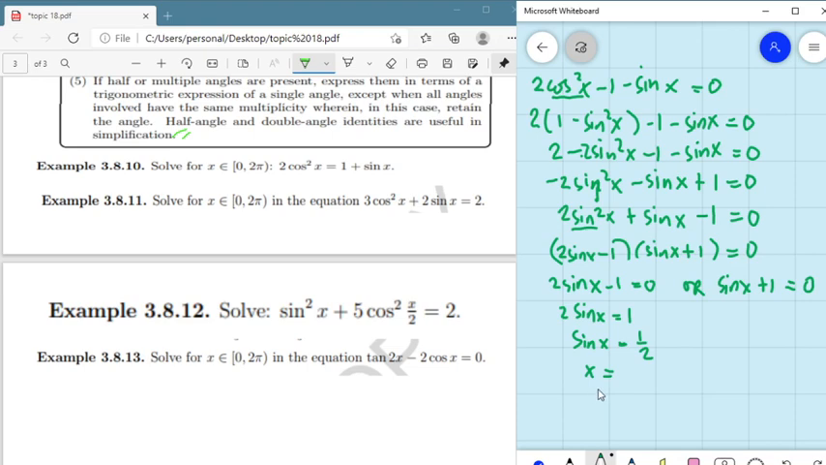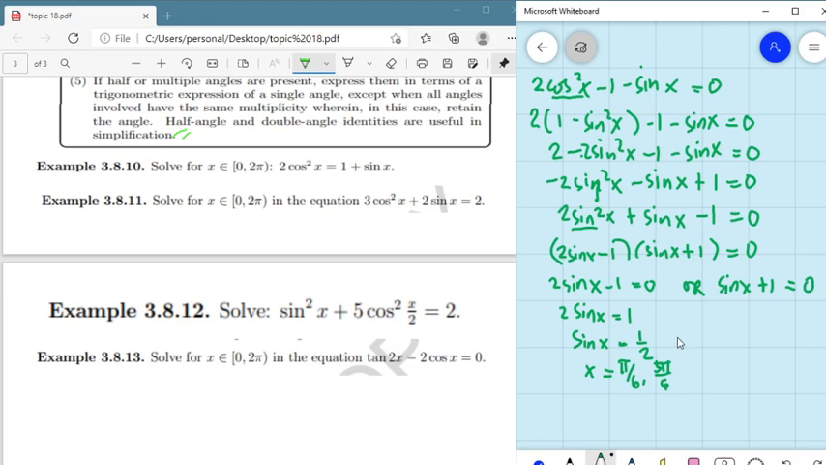Is that it? Pi over 6 and, sine is 1/2, there is another one: 5 pi over 6. Right? 5 pi over 6.